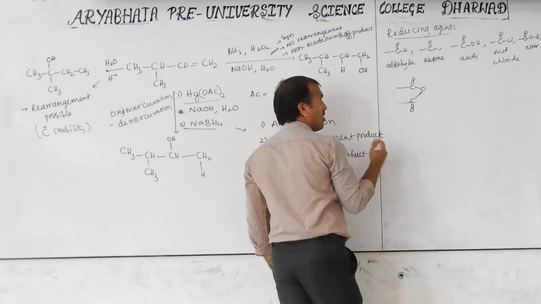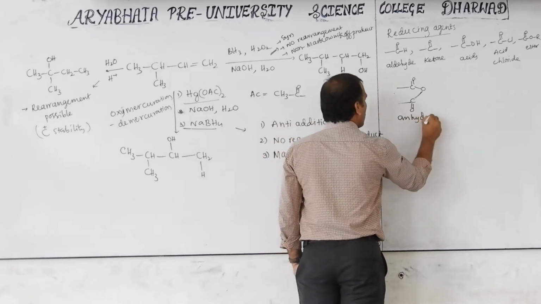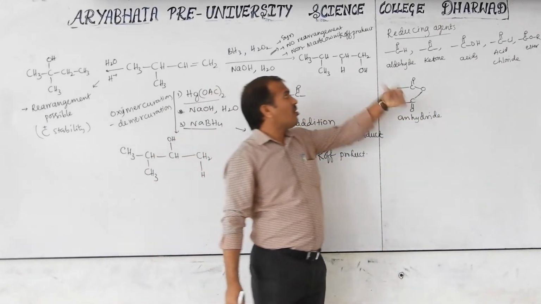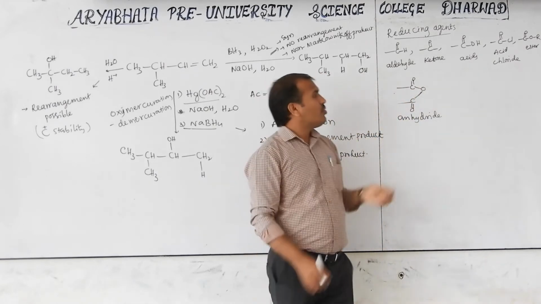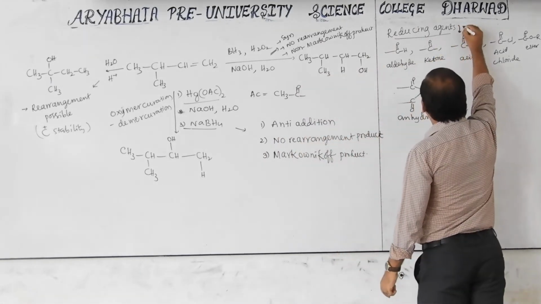So here, any group, that's why I am giving a bond. This is called anhydride. These are all carbonyl compounds. These carbonyl compounds are reduced into their respective alcohols. But these are not reducing agents. These are reduced.